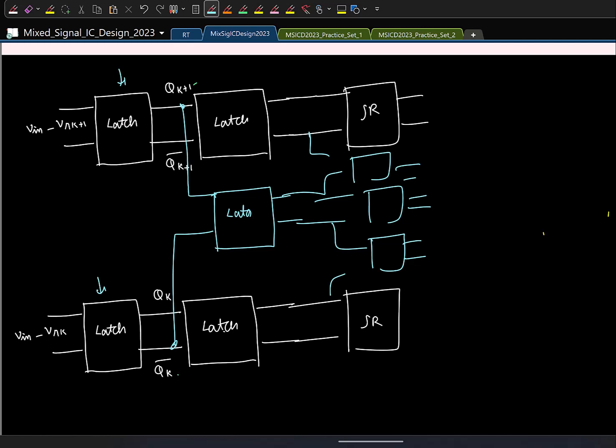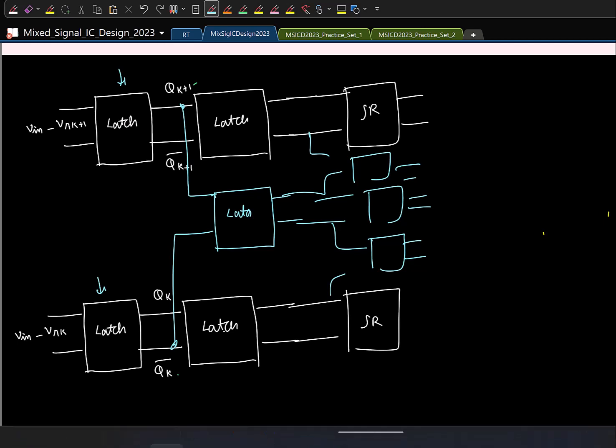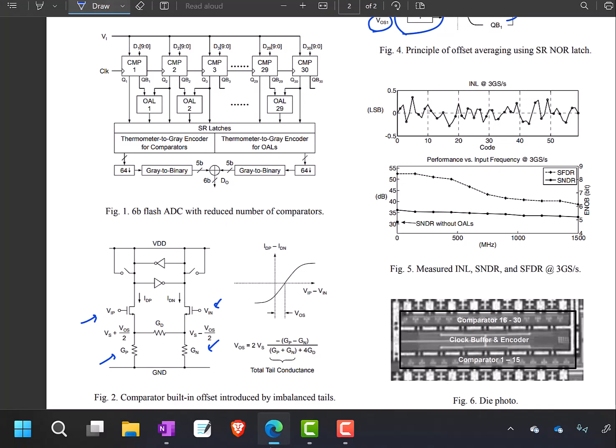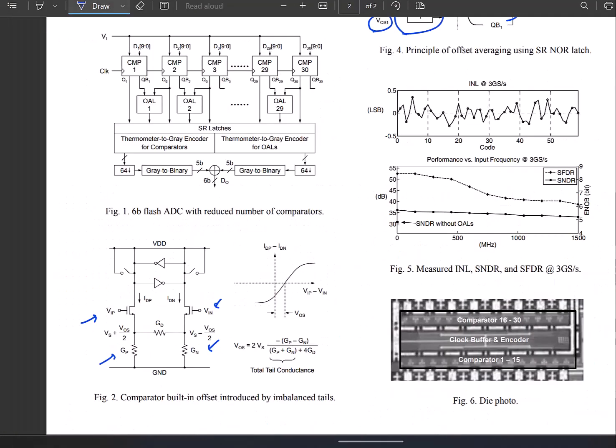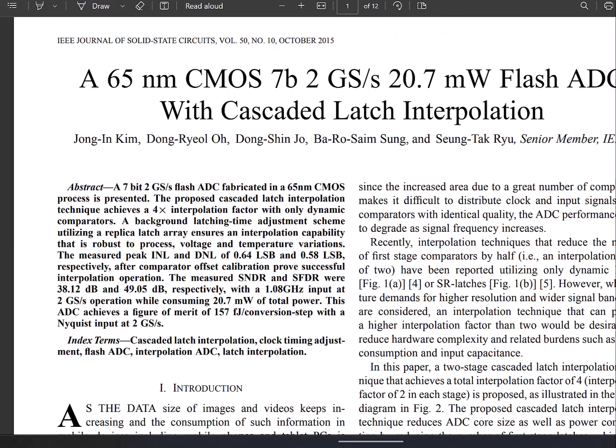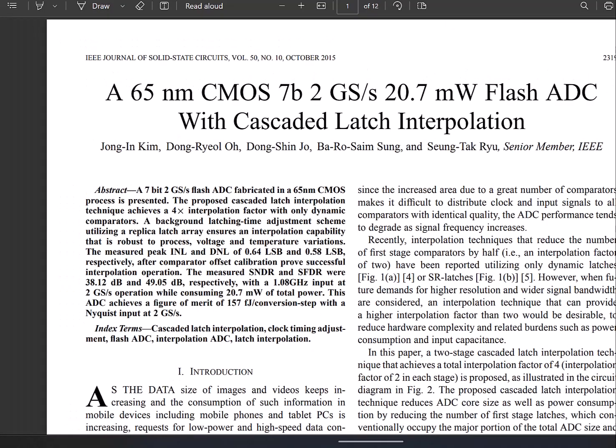Actually, this has also been done. So this is 2015. And by the way, this time domain interpolation was first introduced in 2012-2013 when I was still doing my BTech, around 10-11 years back. And here they have done this cascaded latch interpolation. So again, I'll only show it.